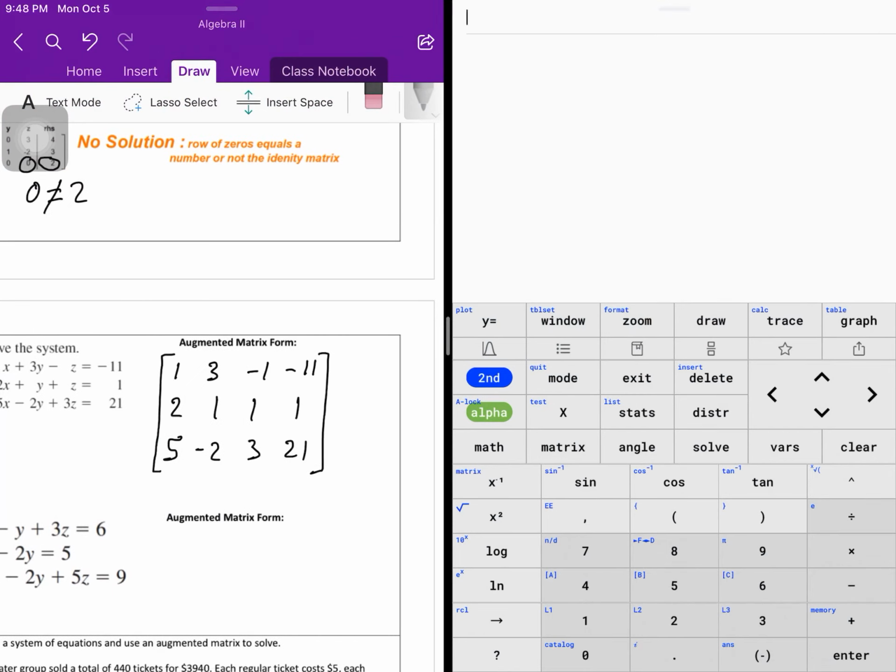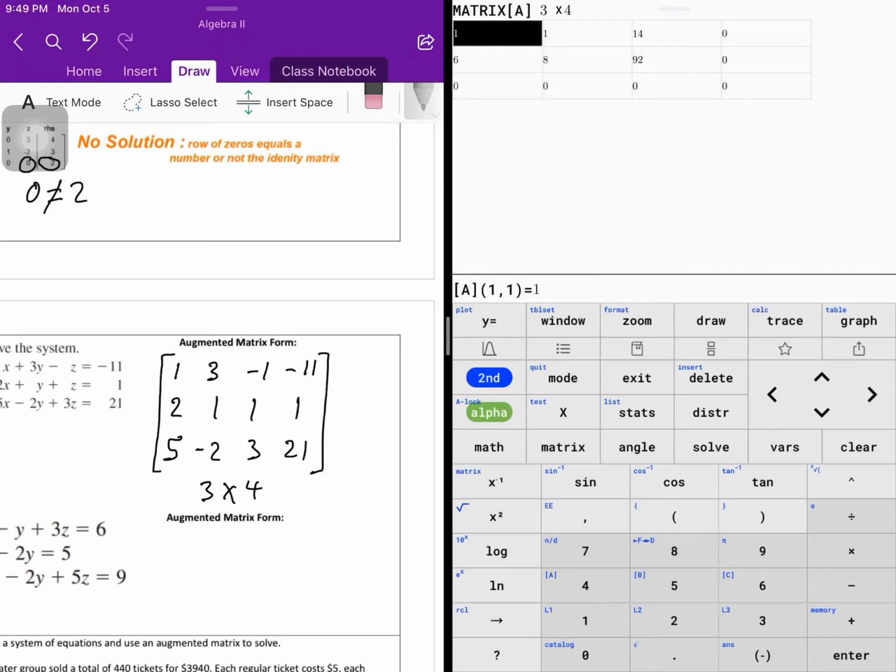The steps for the calculator. First thing we hit is the matrix button right there. And then we're gonna go over to edit. And like we just said, this is a 3x4. So 3 rows, 4 columns. So 3, enter, 4, enter. And now I have the dimensions that I want. Then I just need to go through and type this out. So I just go over here, type out my numbers.